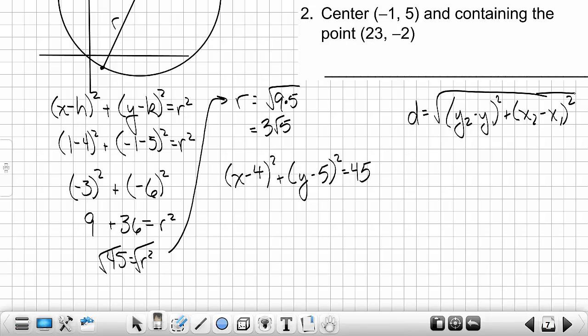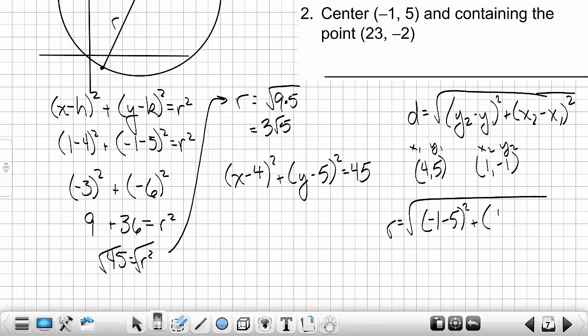And so she said 4, 5 was, let's say, x1 and y1. Okay? And then she said that the point that it went through, which is 1, -1, was x2 and y2. And so then she would have said, instead of distance, this is all what my radius is equal to. And she would have said y2, -1, minus y1, 5, squared, plus x2 minus x1 squared.